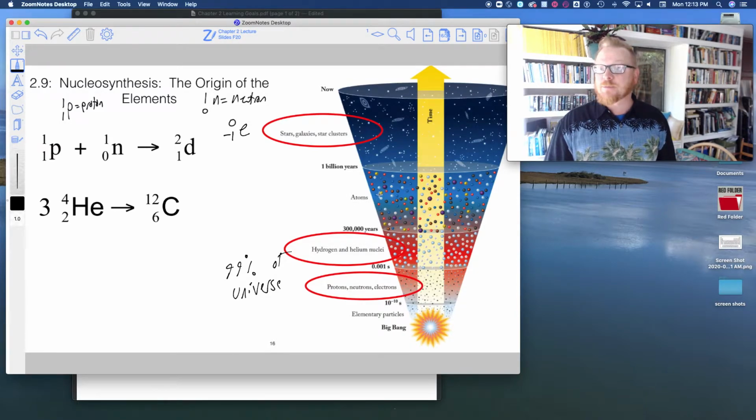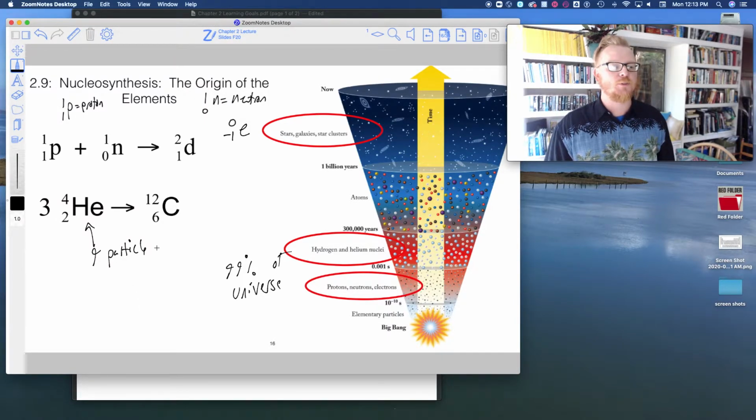It wasn't for about another billion years later, between 300,000 and a billion years later, that atoms started to form through stellar nucleosynthesis. So in other words, all of these stars and galaxies started forming, mostly comprised of hydrogen and helium. And at that point, there was enough energy in those stars and star clusters to fuse heavier nuclei together. For example, this is an alpha particle, which is the same thing as a helium nucleus.